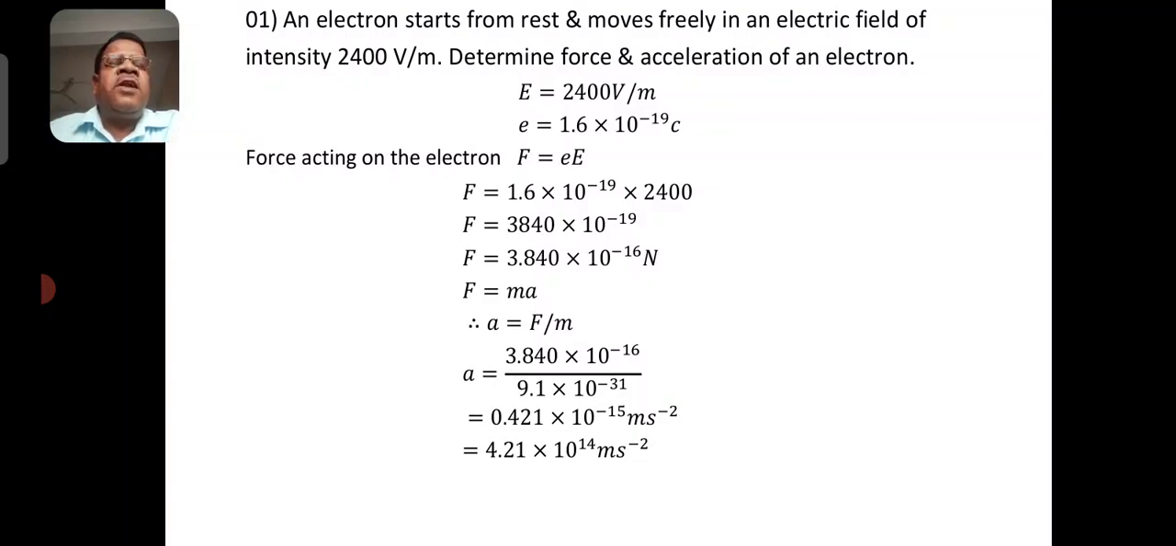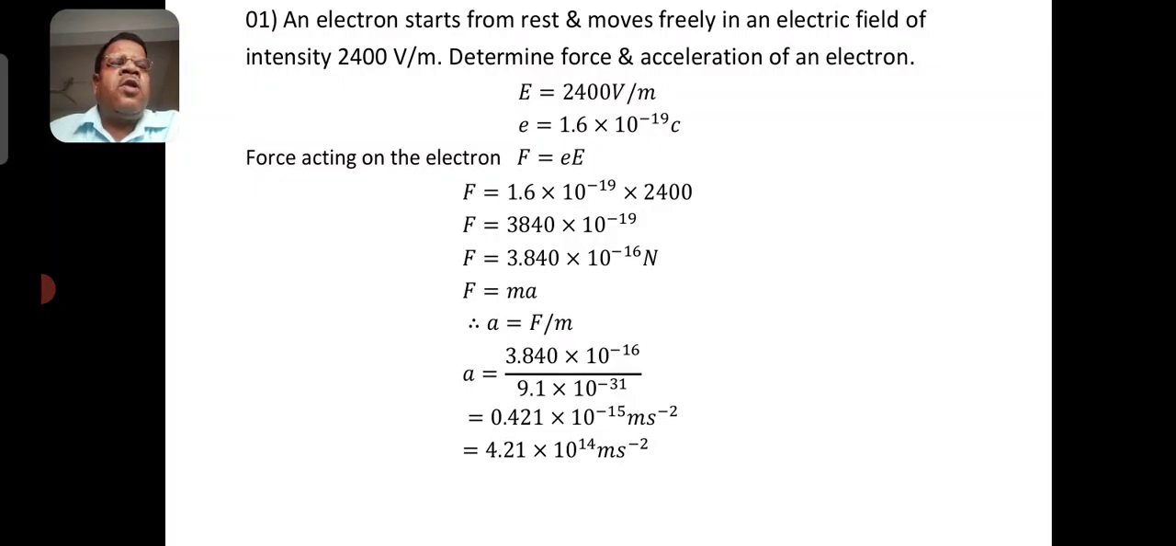Now, the force acting on the electron due to electric field F equal to small e into capital E. Substituting small e and capital E values, we get the force acting on the electron as 3.840 into 10 to the power minus 16 Newton.